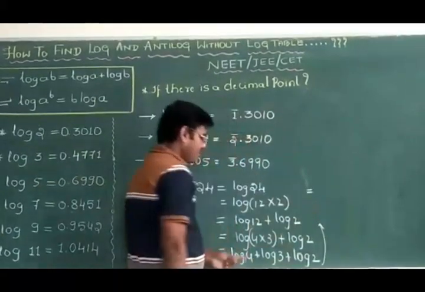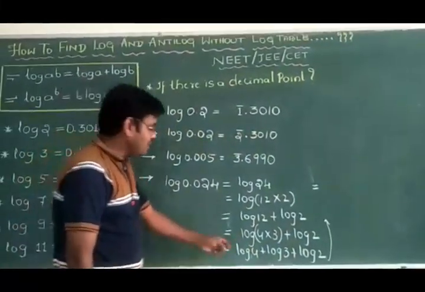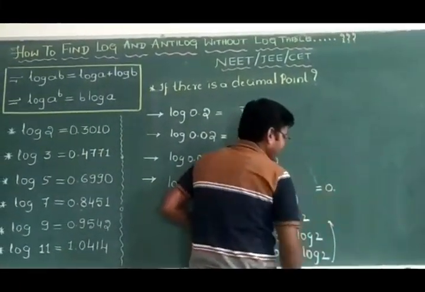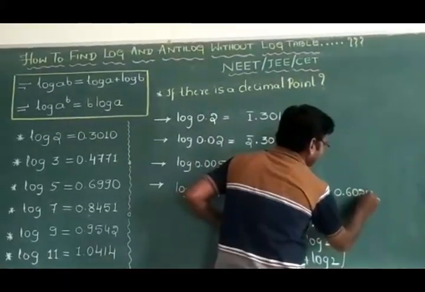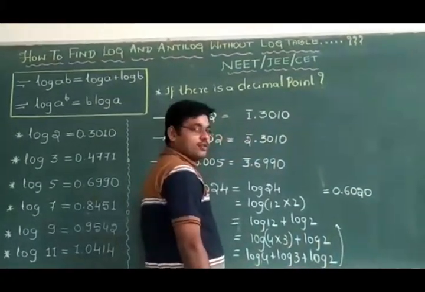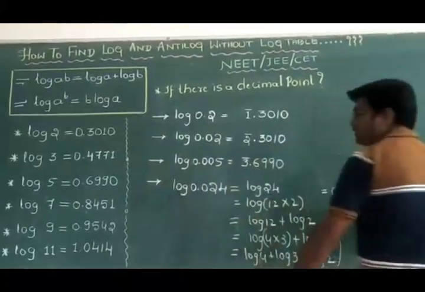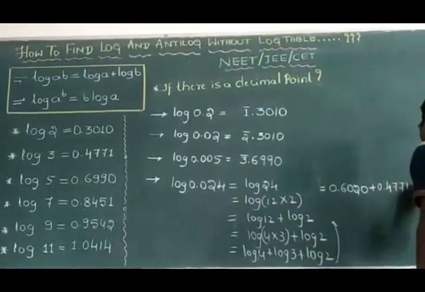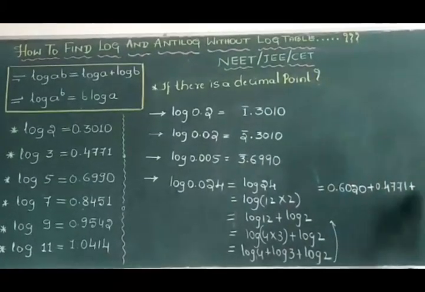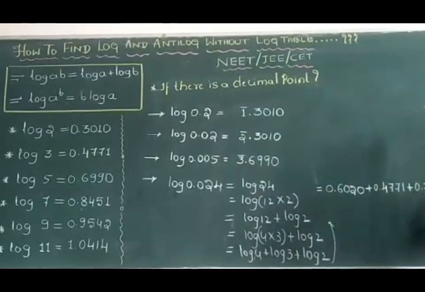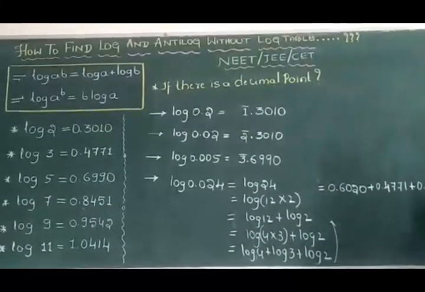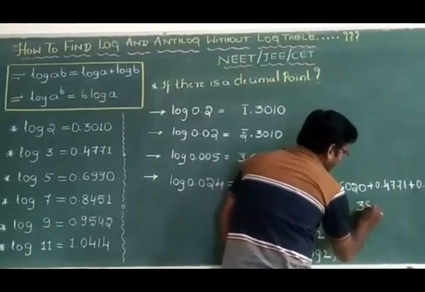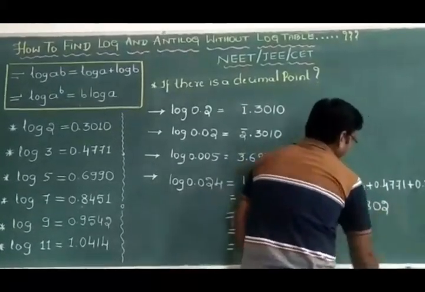Let us continue here. First one is the log 4 value. Log 4 value is equal to 0.6020, plus log 3 value, which is 0.4771, then plus log 2 value, which is 0.3010. Now if you add these three values, you get the number 1.3802.